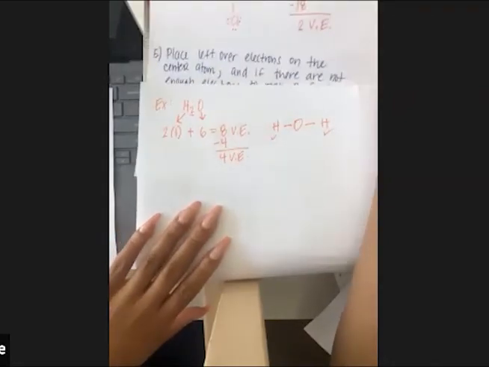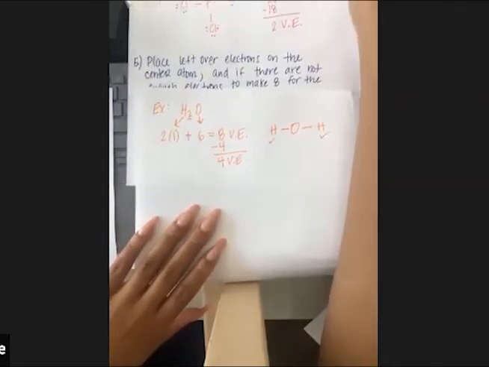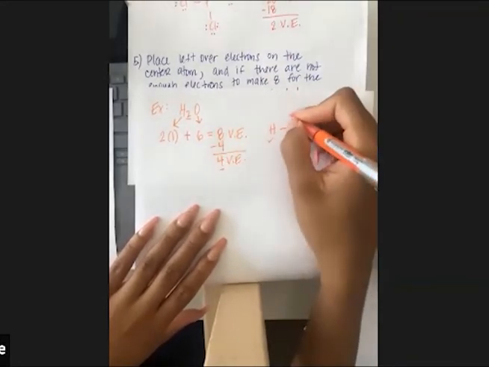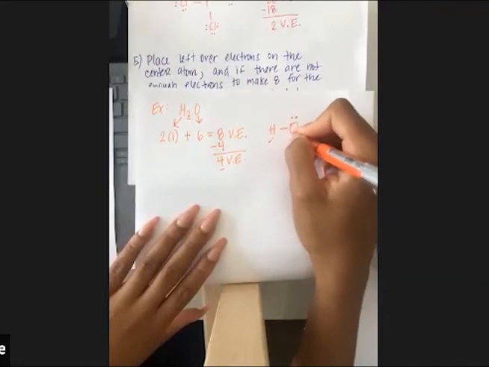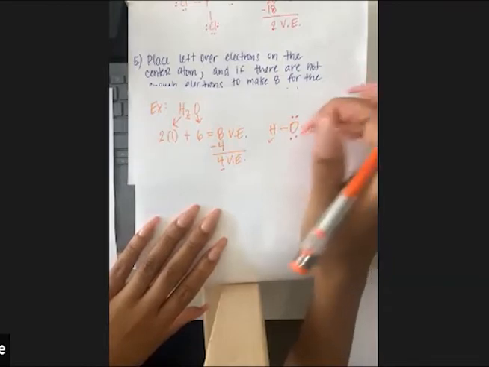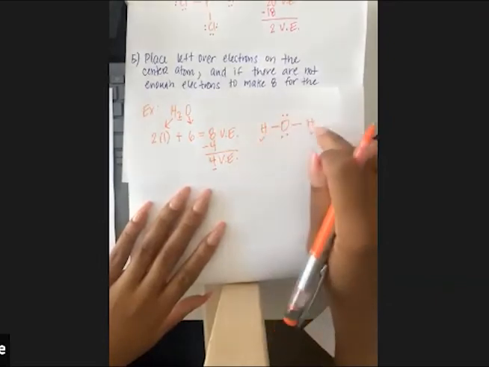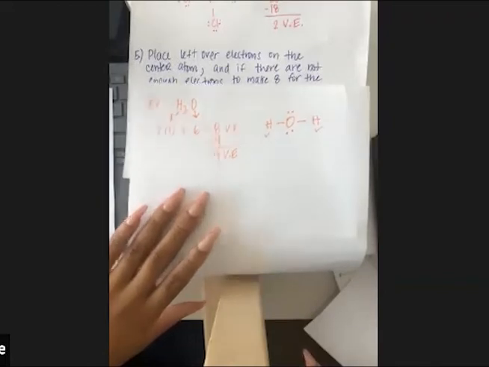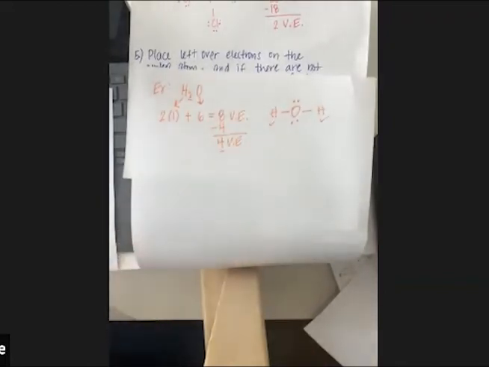I then go to step 5, which says place the leftover valence electrons around the center atom. My leftover are 4. So I'm gonna say 1, 2, 3, 4. And that's the Lewis structure for water. Hydrogen's happy with 2. Oxygen has 2, 4, 6, 8. And then let me go ahead and do another example with multiple bonds, and we can just pick up again tomorrow.